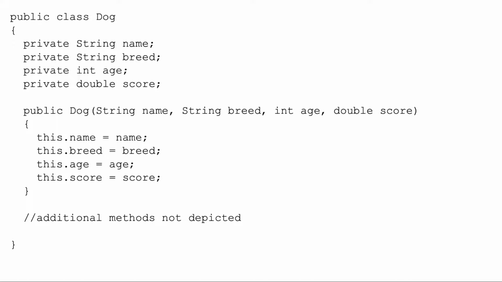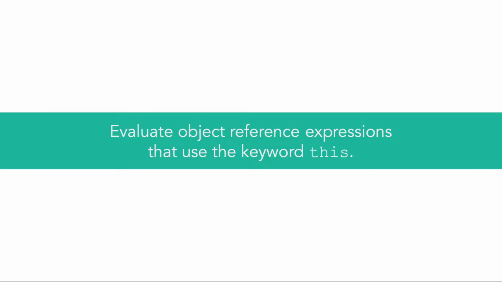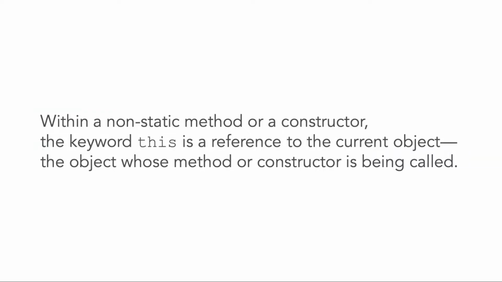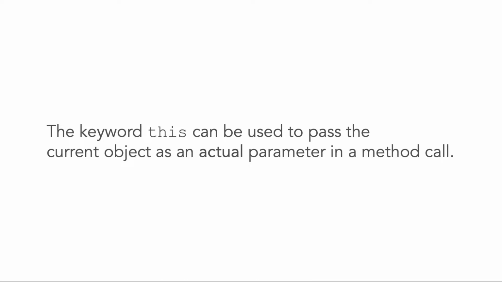Up to this point, we've used the keyword this to differentiate between instance variables and formal parameters that were given the same name. The keyword this refers to the instance variables. We will now evaluate object reference expressions that use the keyword this. Within a non-static method or a constructor, the keyword this is a reference to the current object, the object whose method or constructor is being called.